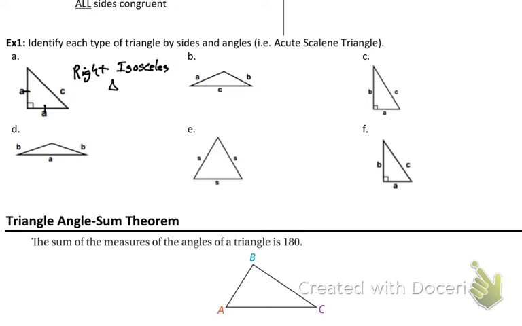Our next one, we're looking for: does it have three acute? Does it have an obtuse? Does it have a right? Or are all the angles the same? Someone raise your hand and tell me what information we know about the angles for this one. Key? It's scalene.